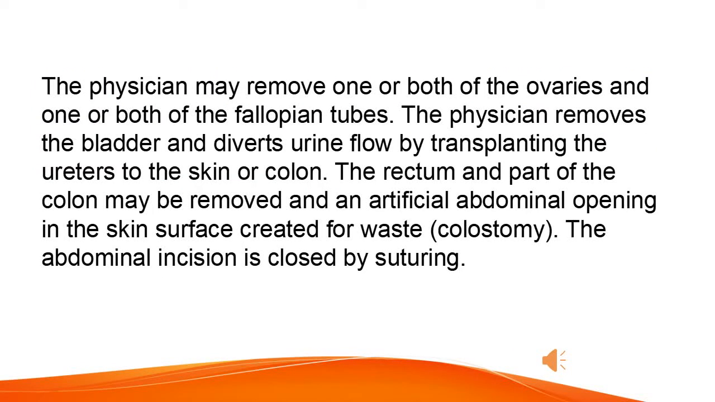The physician may remove one or both of the ovaries and one or both of the fallopian tubes. The physician removes the bladder and diverts urine flow by transplanting the ureters to the skin or colon. The rectum and part of the colon may be removed and an artificial abdominal opening in the skin surface created for waste, colostomy. The abdominal incision is closed by suturing.